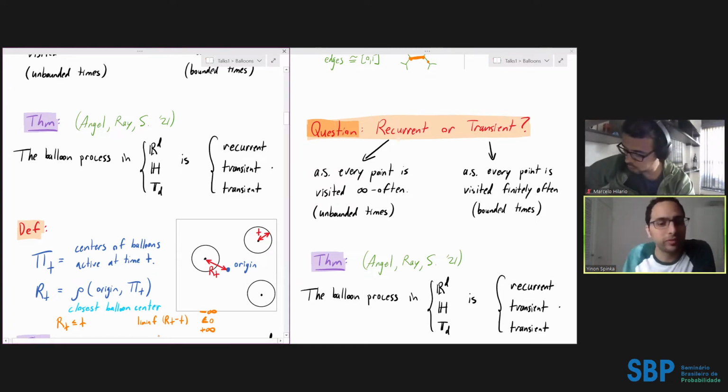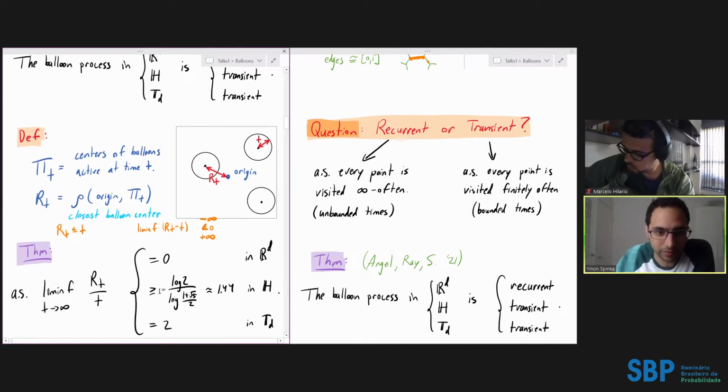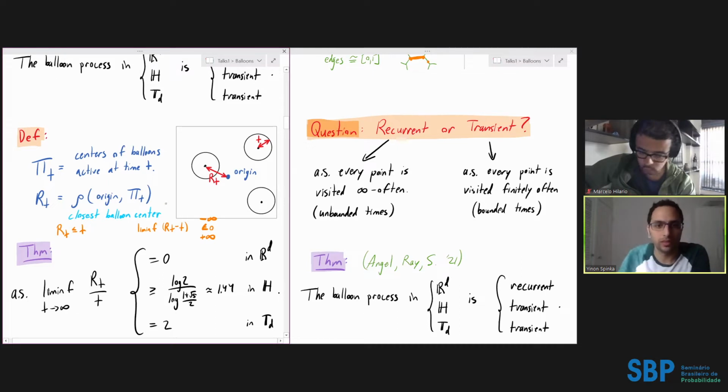So this limit of RT minus t is what's important. And actually our results tell us something a bit more. Tell us about the limit of RT over t. Okay, so the critical point for this limit is when it's 1. That's when you can't decide if it's recurrent or transient just from this. But actually in RD, this limit is always 0.